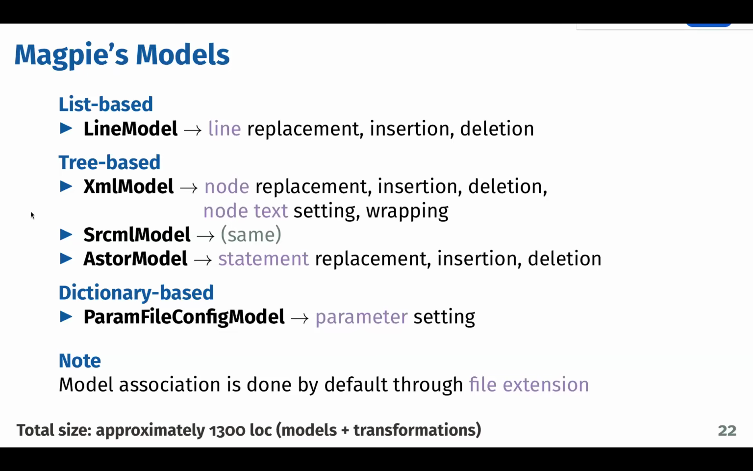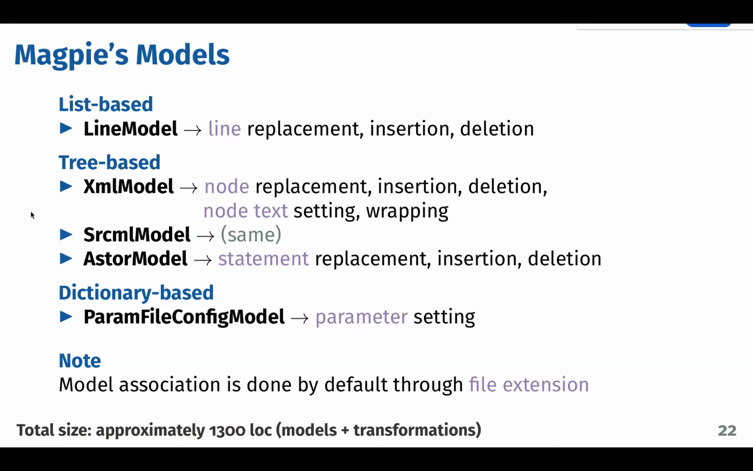And Magpie will automatically find the right model to use based on the file extension. So if you have .params, it will assume that it is a parameter file. If you have a .xml, it will say, hey, it's an XML file and I want to do XML transformations. You can associate what you want, but by default, it will do that automatically for you.